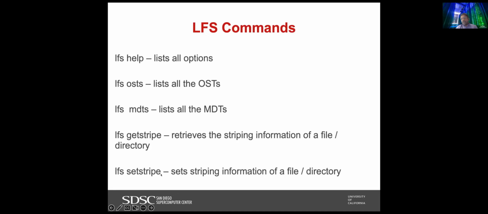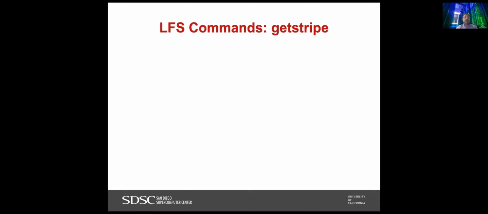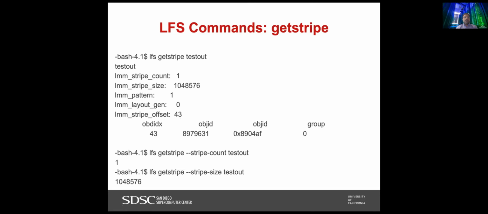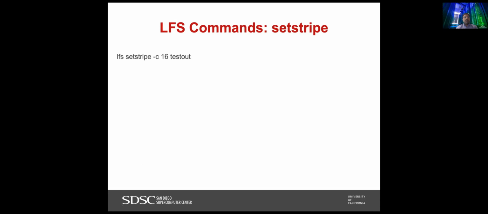And the LFS setstripe command is also useful if you want to set the stripe on a particular file or on the directory. So if I do a getstripe on a file, it's going to tell me, oh yeah, the stripe count is 1, the stripe size is 1 megabyte, and it actually tells me which target it's landed on, right? And the stripe count and size you can set specifically.